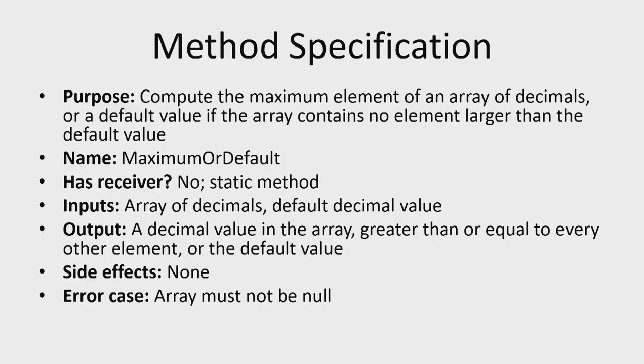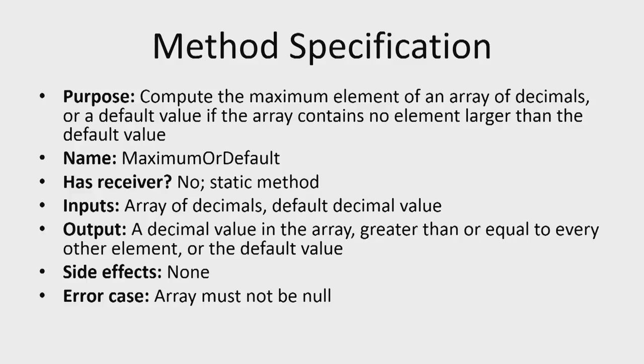What are the inputs? Well, the array of decimals and the default value that we're going to use as the maximum if we can't find an element that's larger than it. What's the output? Well, this time I'm going to include some of the language of postconditions in these outputs. I'm going to say a decimal value that's in the array, it's greater than or equal to every other element in the array, or I'm going to give you back the default value. No side effects, as usual.